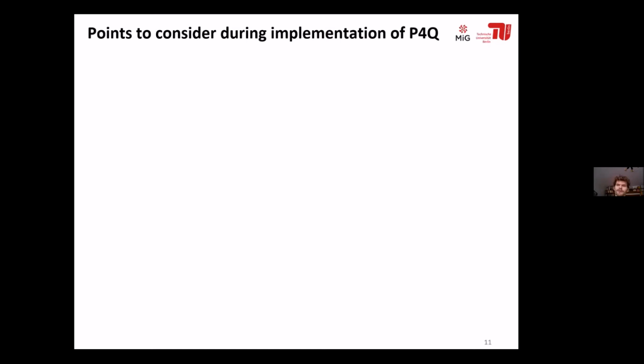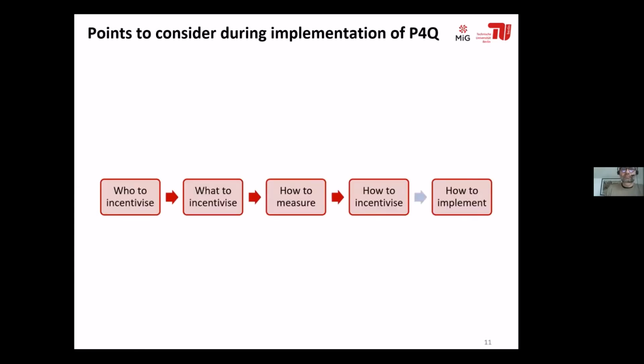So, in summary, there is relatively limited evidence that pay for quality is effective in primary care or in hospital care, and it's usually the less well-designed studies that find positive effects, whereas the better studies do not find positive effects of pay for quality. And during implementation, there are a few points to consider. First, one has to think about who to incentivize. Should it be the organization or the individual?